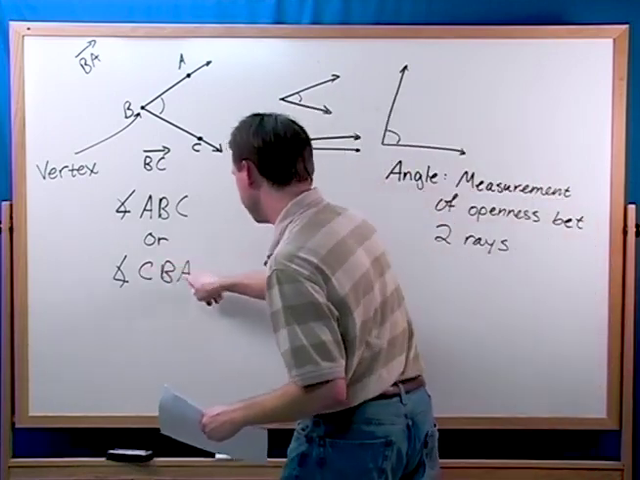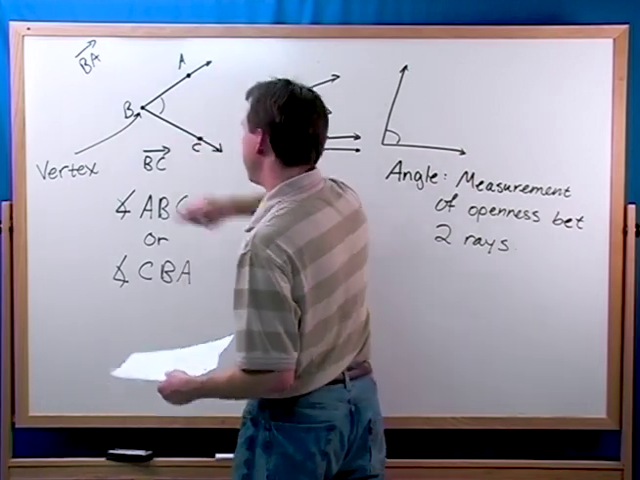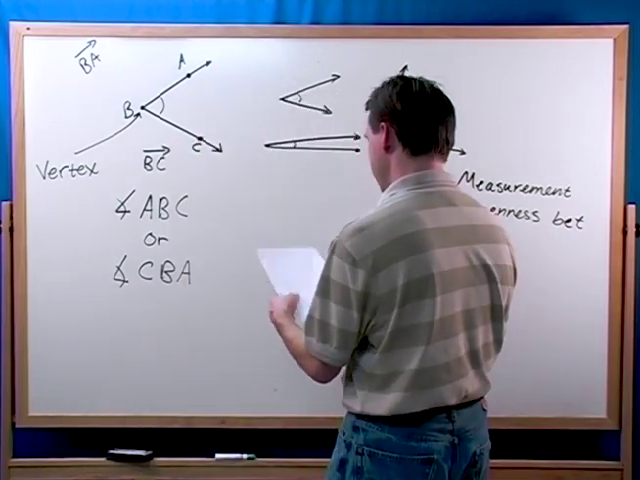And the order of the end two letters doesn't really matter, because CBA and ABC are measuring the same angle.